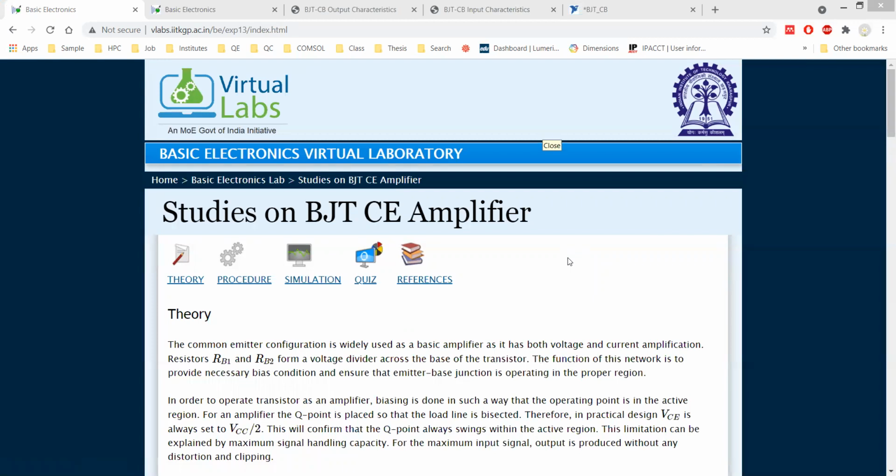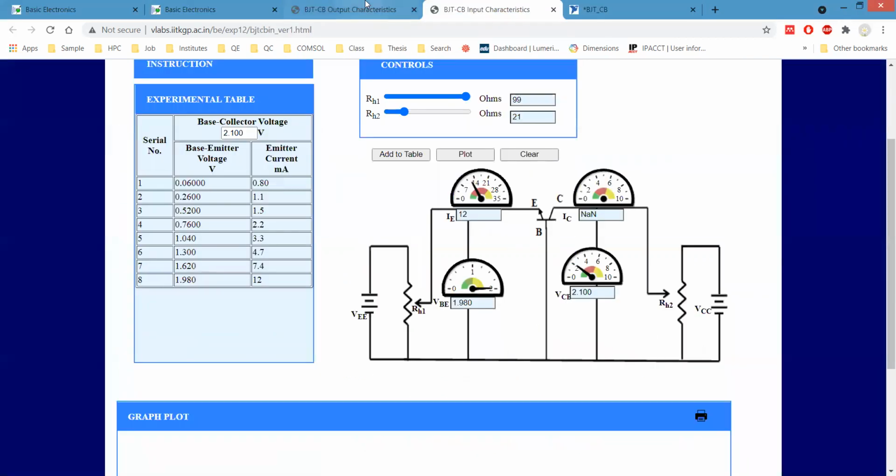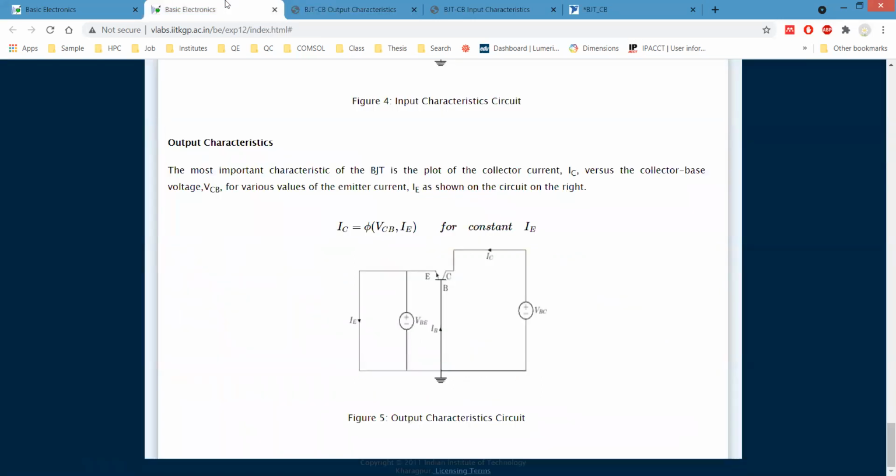Okay. So do you have any query? We have another lab, LCR meter and CE amplifier. Do you have any query regarding the common base mode that we have performed today, the input and output characteristics? Then you can ask me, or else we can conclude our session for today. Anyone, do you have any query?